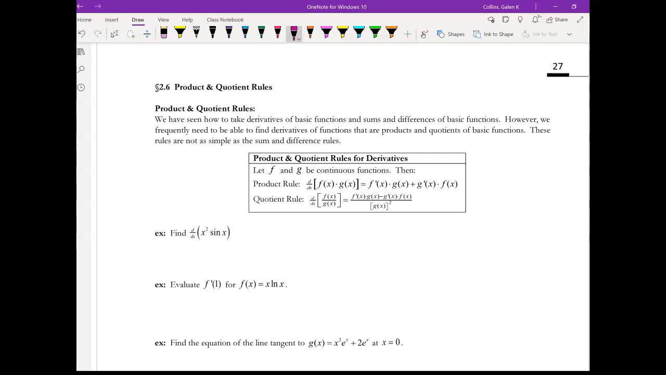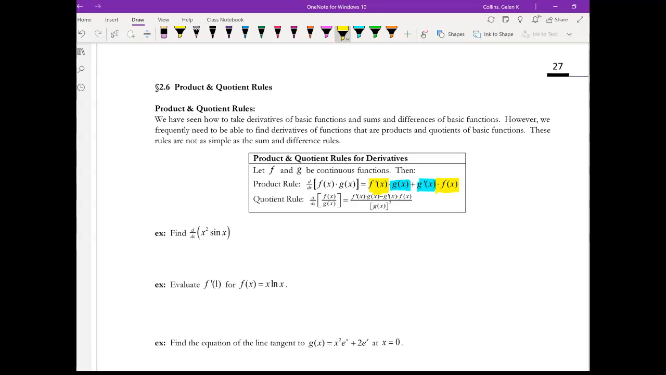If we have two continuous functions, f and g, then the product rule for taking the derivative of a product of two functions is that we take the derivative of the first function and multiply that with the second function. So that would be f prime times g. And then we add that to the derivative of the second function times the first function. Because this is addition and multiplication, the order is not so important, but we're basically matching the derivative of one times the other function, and then adding that to the derivative of the other times the first function.